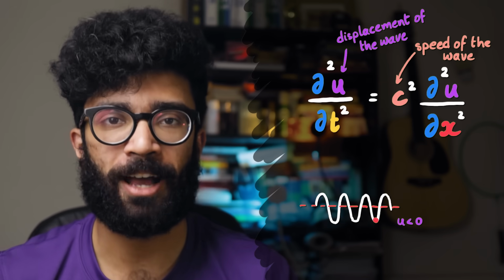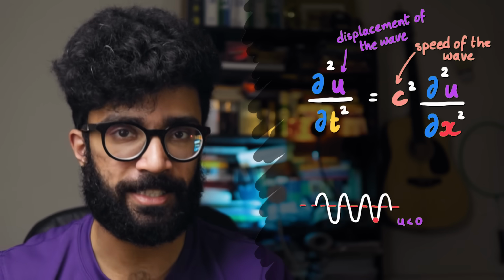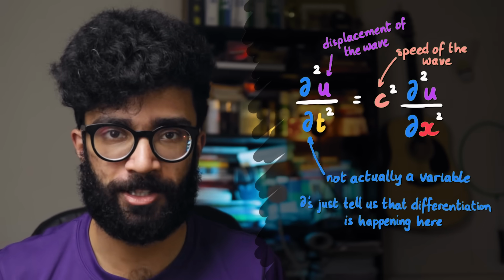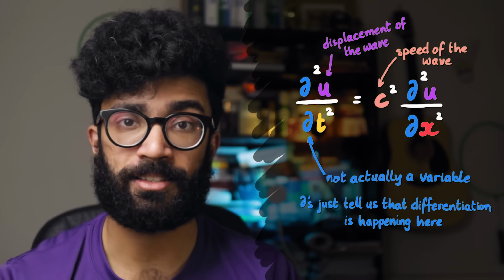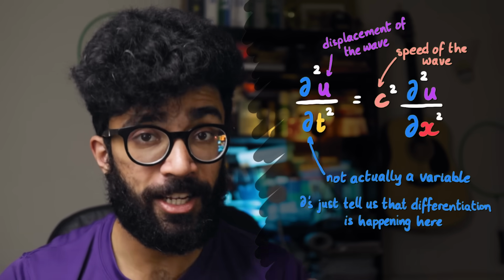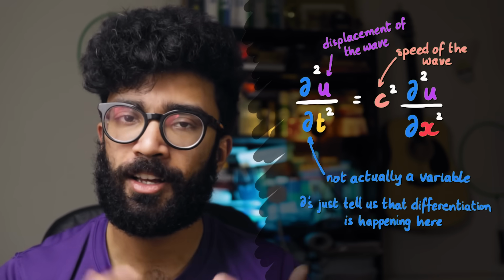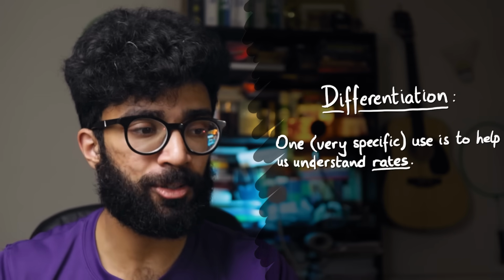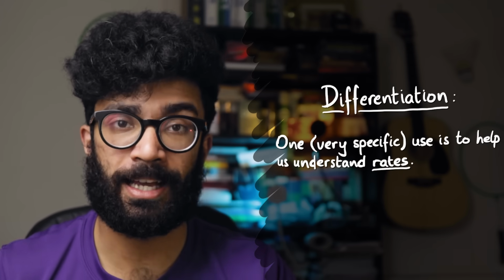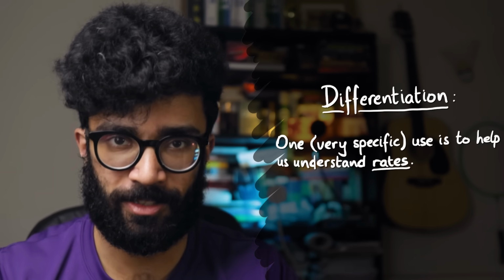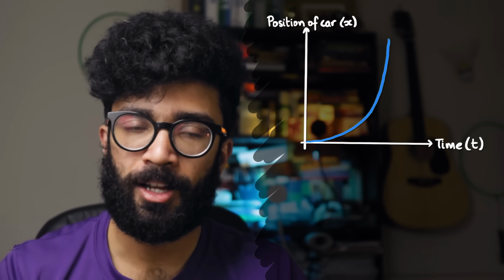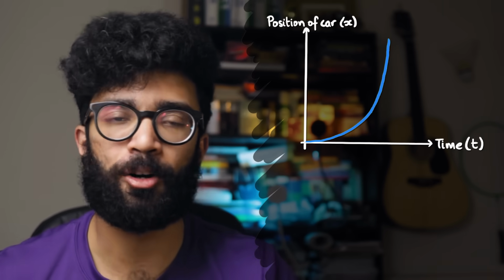The only letter that we haven't yet discussed in this equation is d. D is not actually a variable. D is not something that takes a value in this equation. The d's are simply there to tell us that there is something known as differentiation going on in this equation. So what's differentiation? Well, one way to think about differentiation is that it's a really useful tool in helping us understand the rate at which objects do things. For example, we could plot a graph showing us how a car moves from one point to another over some time.